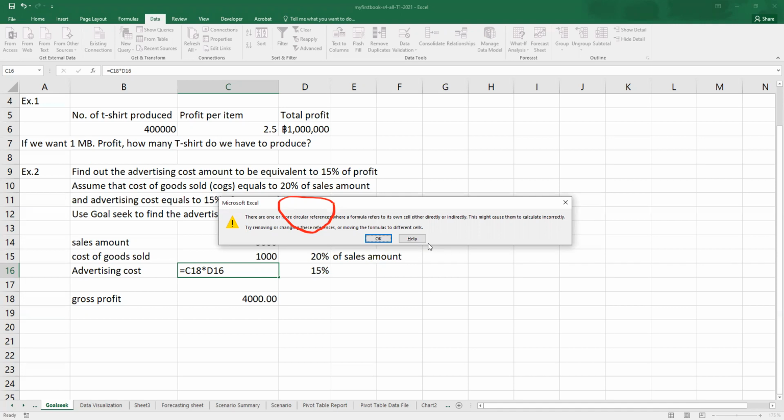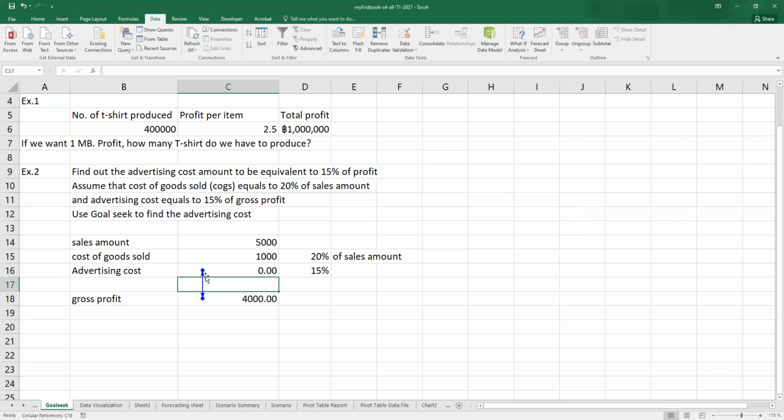So they say to try to remove or change these references, or move the formulas to different cells instead. Then I will show you what happened after this if I click OK. You can see that in here, it shows the blue arrows, two directional blue arrows with the blue circle. Here is called circular reference.